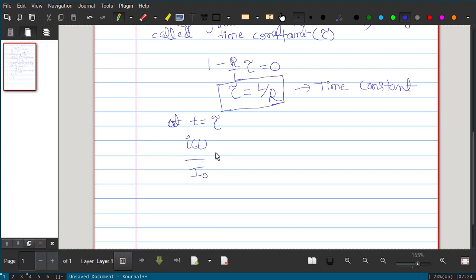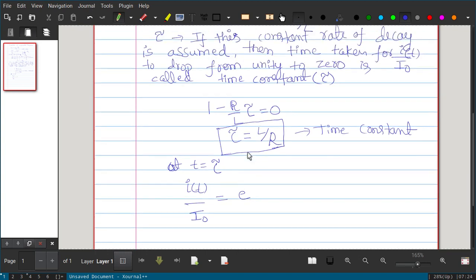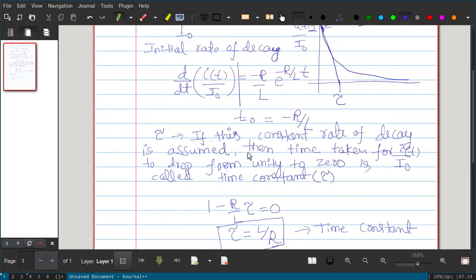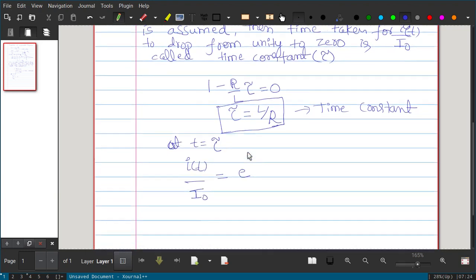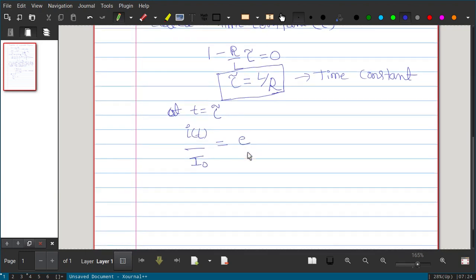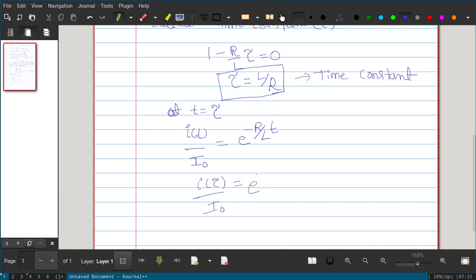I of t divided by I naught will be e power, we will substitute that equation. What is that? E power minus R by L t. In this you have to substitute t equal to tau. So that is I of tau is I naught e power minus R by L tau.